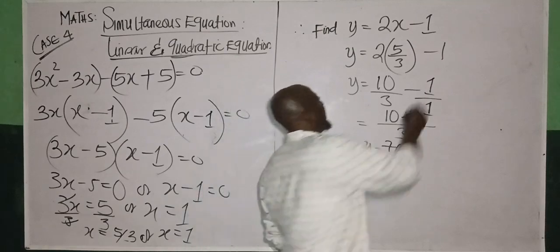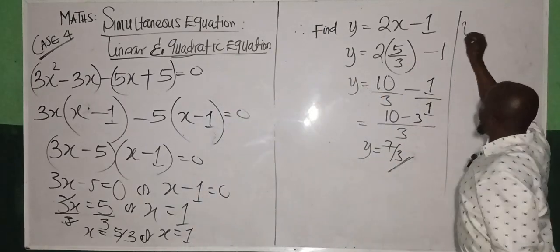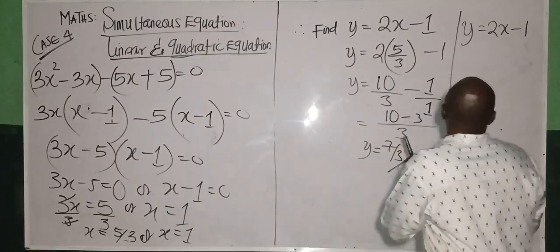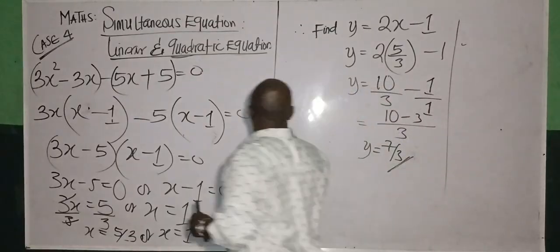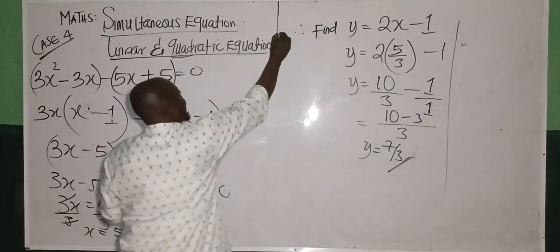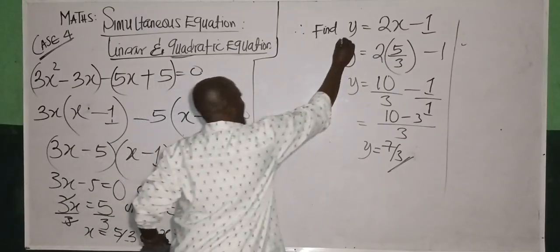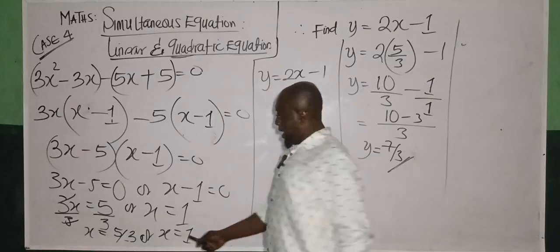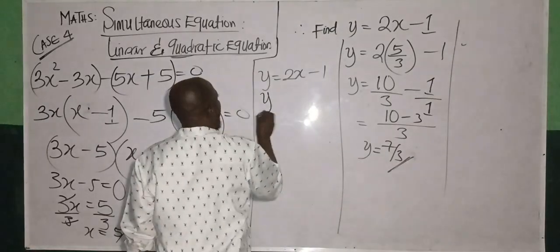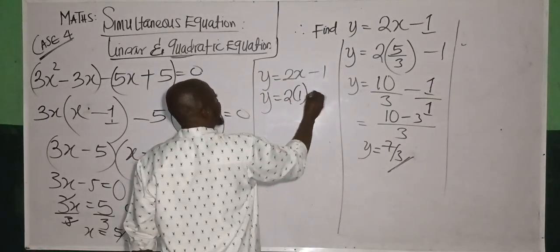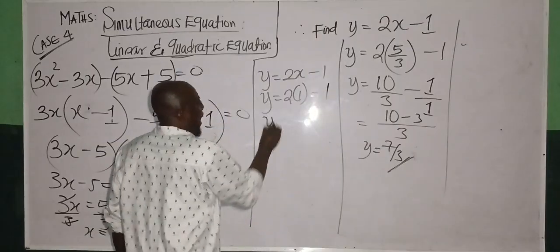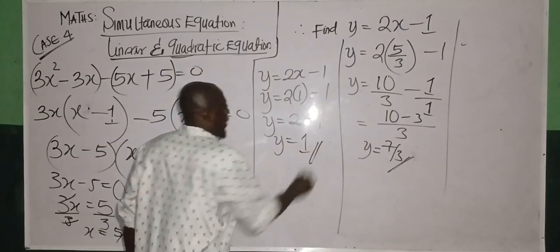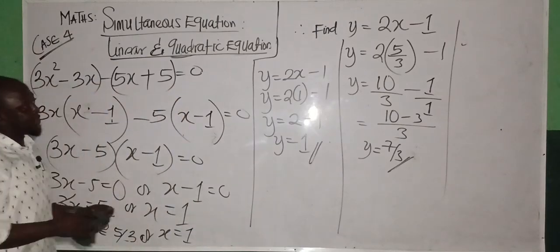For the second y, I'll start by saying that this becomes 2x minus 1 here. To get the second value for y now, I already know that my x here is 1. So I will just say y becomes 2 into bracket 1. Anywhere you see x, you put 1. So y becomes what? 2 minus 1. y becomes 1.